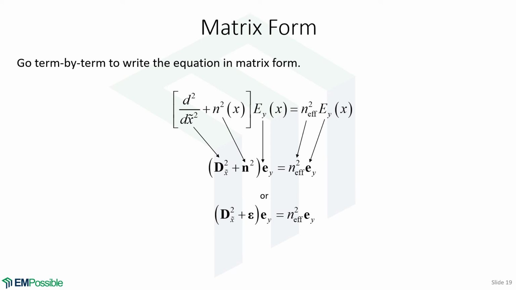Optics people like to talk in terms of refractive index, so this might be preferred for an optics person, and maybe the one down here might be preferred for more of a radio frequency or microwave person, but both lead to the same answer. The big square matrix on the left is called the eigenmatrix. And this scalar value here is called the eigenvalue.